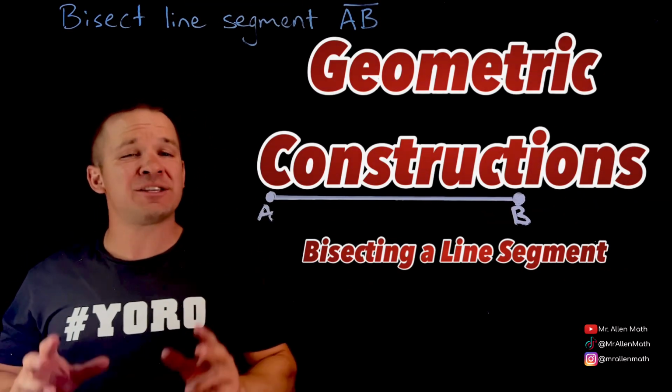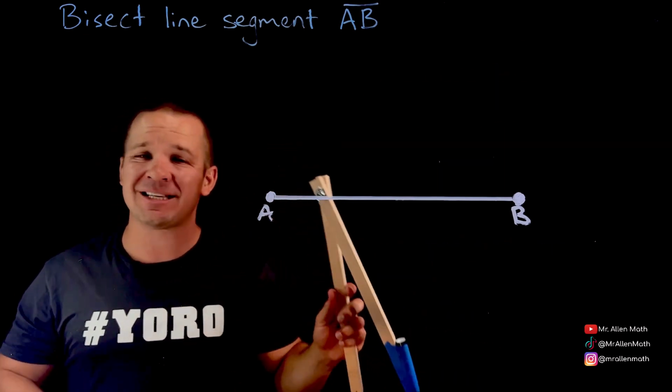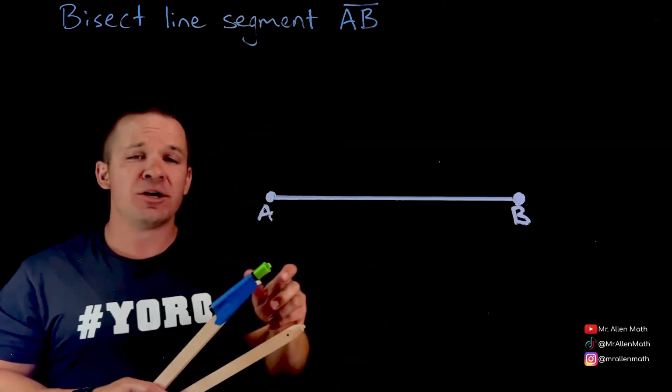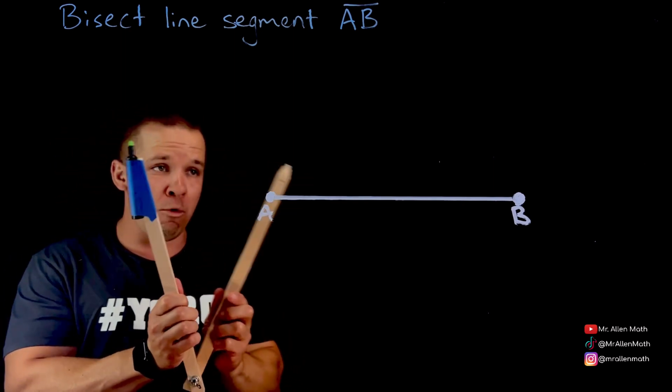Mr. Allen here. In this video, we're going to bisect line segment AB here using our compass and a straight edge. All right, so first thing here, I'm going to uncap this bad boy. I'm going to loosen this thing up so I can move it around, right?